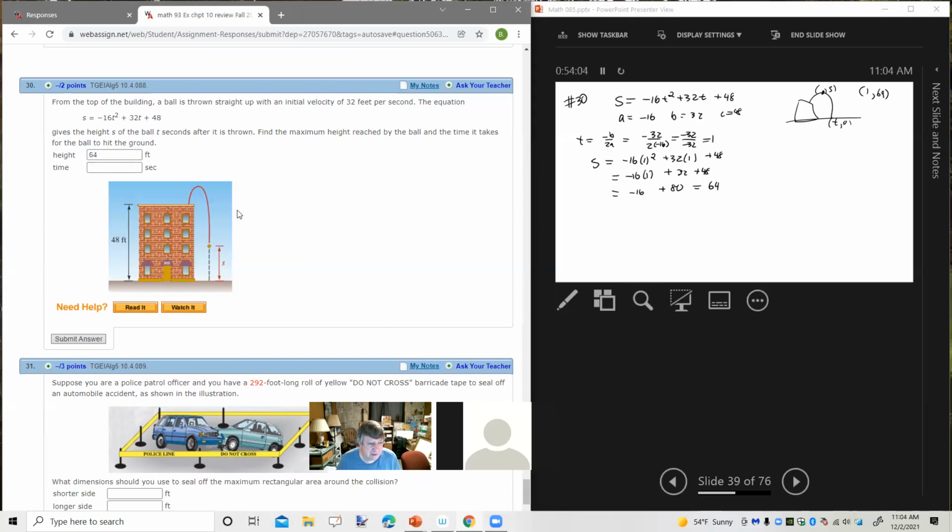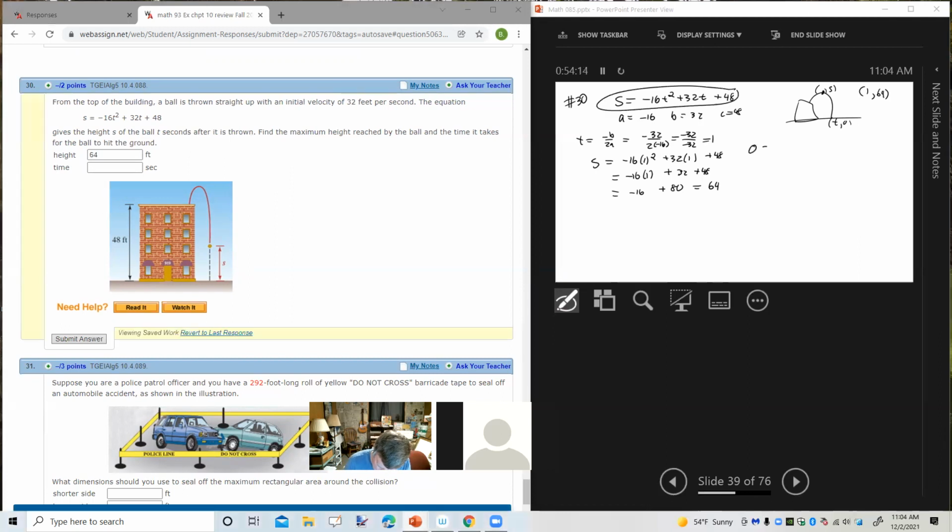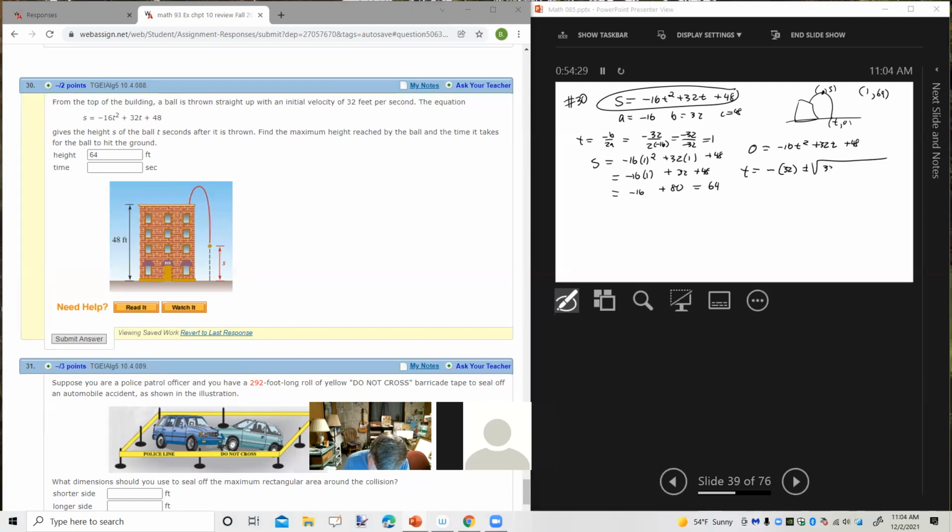Now, we want the time for it to hit the ground. When does it hit the ground? When the height is 0. So now we're going to take this equation and set it equal to 0. And we're going to use the quadratic equation. T equals negative b plus or minus the square root of b squared minus 4ac all over 2a. Okay.